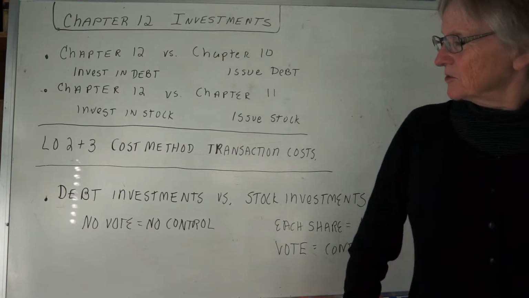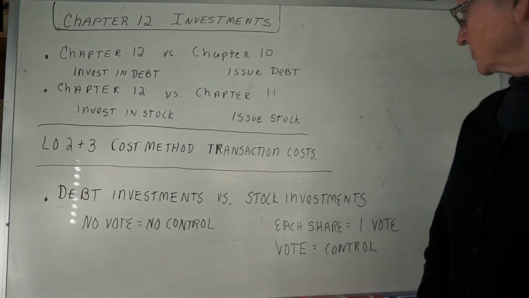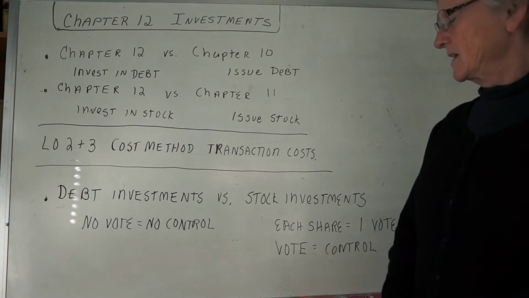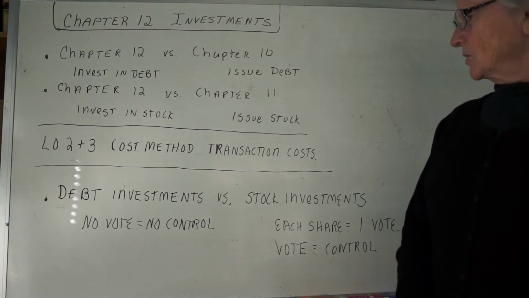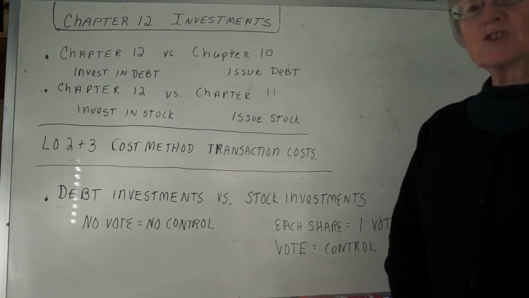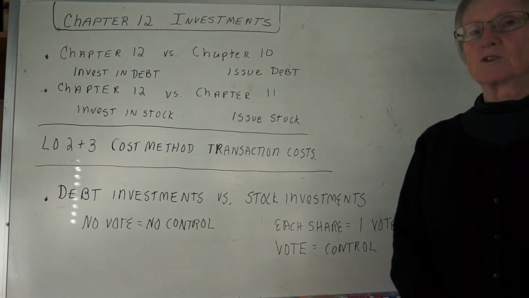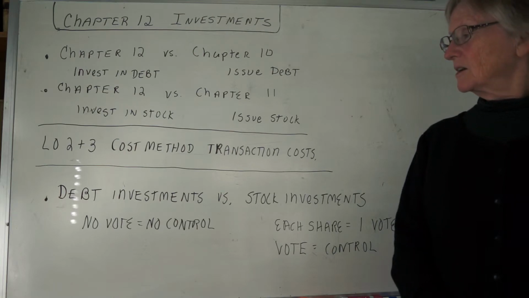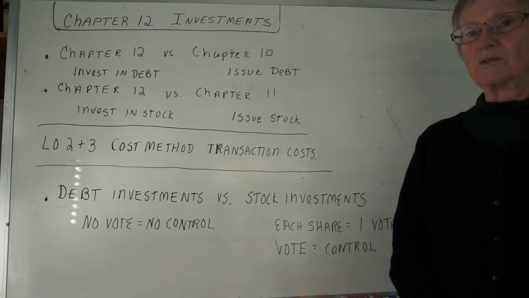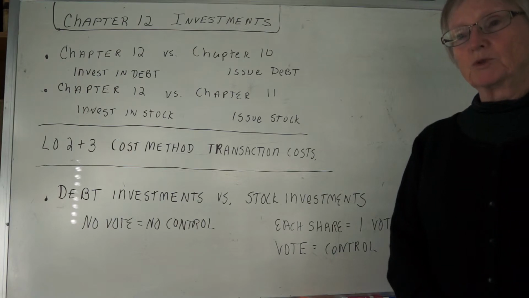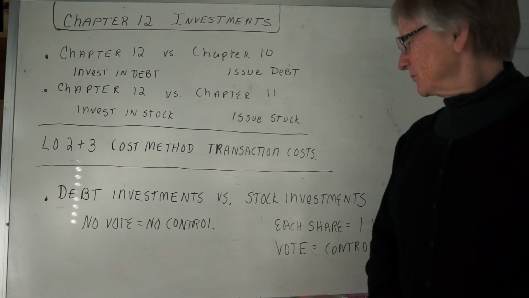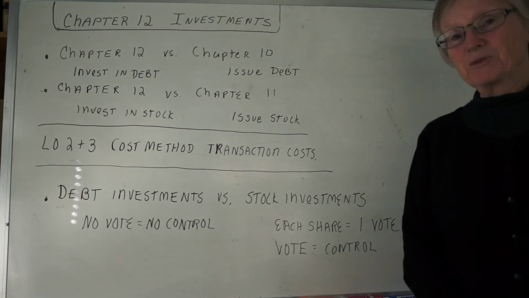Other sort of as an overview to the chapter, we're going to be dealing with debt investments and stock investments. When it comes to the distinction between the two, the basic one is that debt investments, this is investments in bonds, do not vote. And so as a bondholder, you have no control over the company. So we're going to account for those investments one way. With stock investments, each share equals one vote.